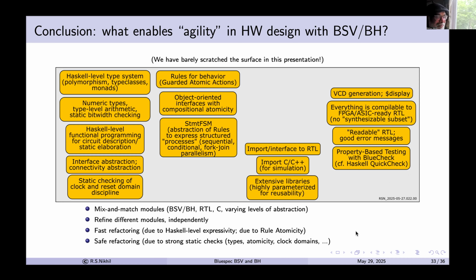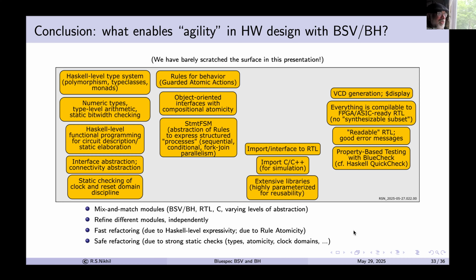design, which I believe is the title of your course in BSV, which is that you can mix and match modules, you can refine modules. If you're into formal methods, you can go towards formal methods for rules and guarded atomic actions. You can do fast refactoring because of the expressive part of the language and because of rule atomicity. You can do safe refactoring, again, because of strong static type checks, atomicity, clock domains, and so on. So we're not intimidated by taking a large piece of code and refactoring it quite heavily.